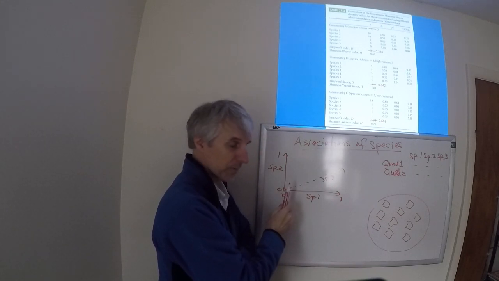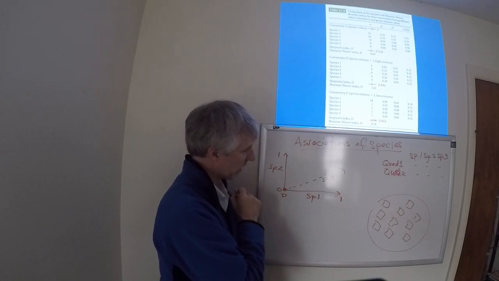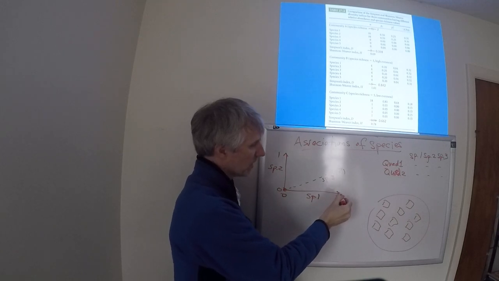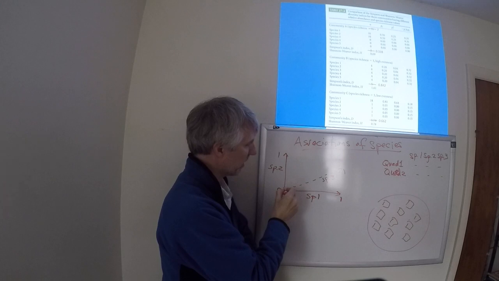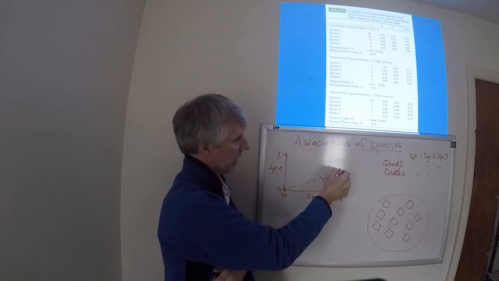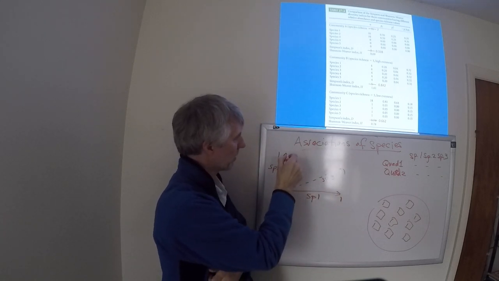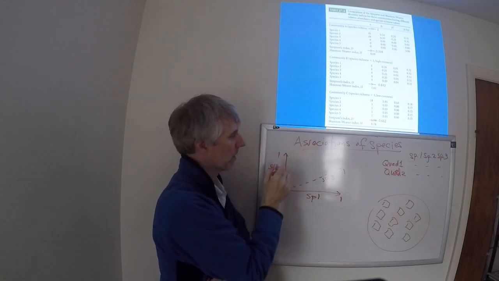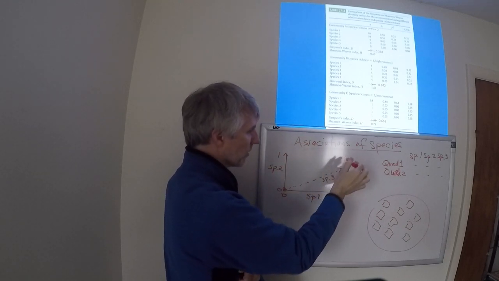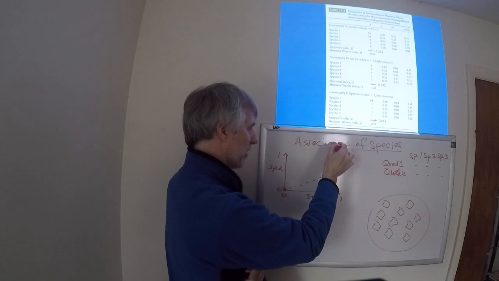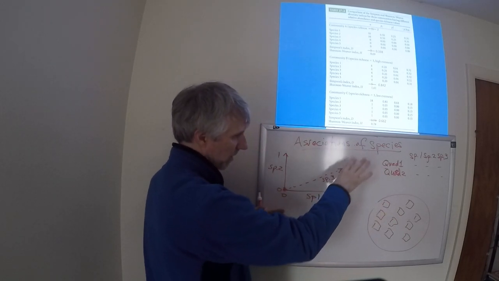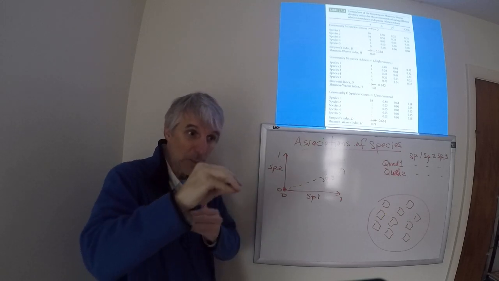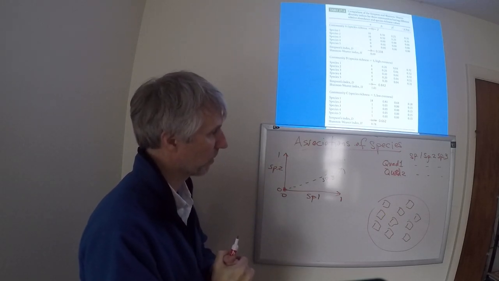Quadrats could lack all 3 species. That would be a data point here. They could have species 1 but not 2 or 3. They could have 3 but not 1 or 2. That would be here. They could have 2 but not 1 or 3. Or I could have both 1 and 2, or both 3 and 2, or 1 and 3. Right? I'd have 8 places these points could exist.